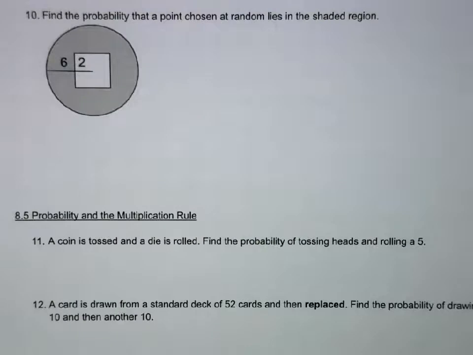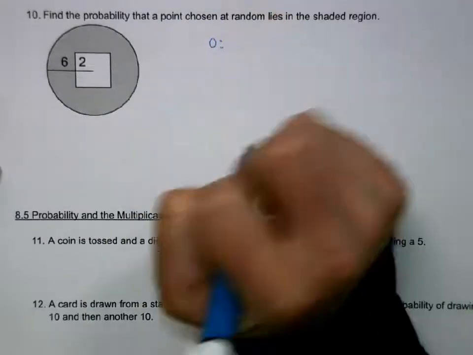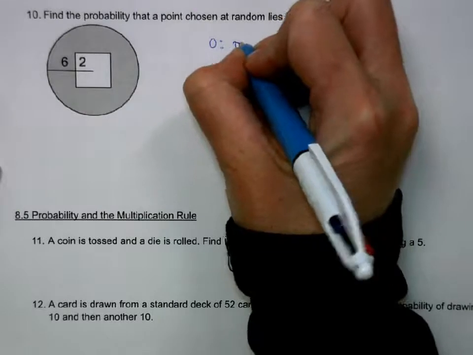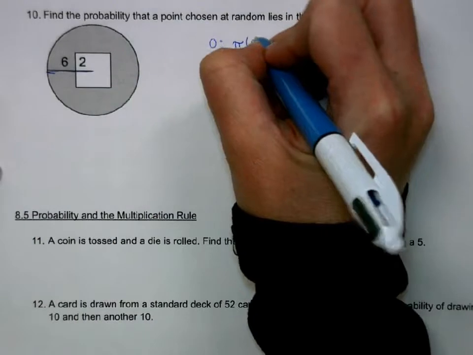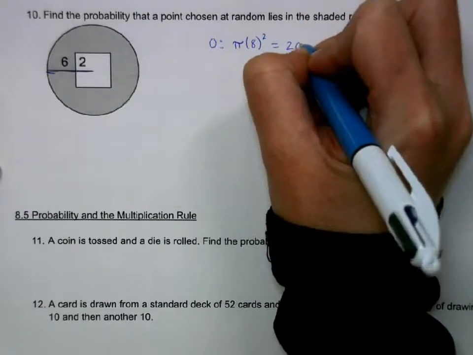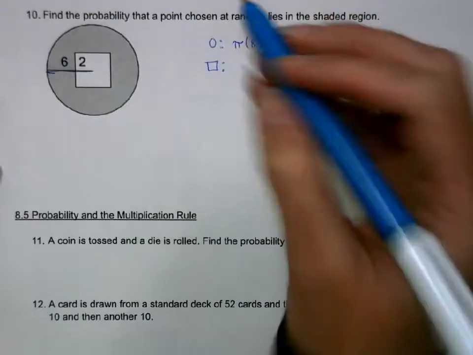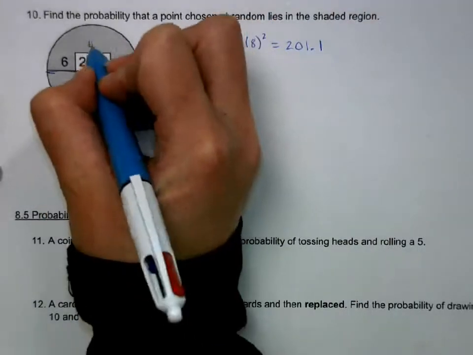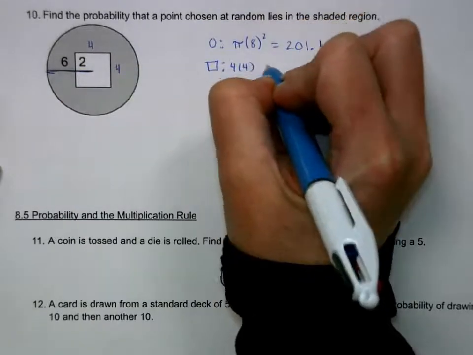Find the probability that a point chosen at random is in the shaded region. So we have some geometry work to do here. And I'm just going to organize this step by step. So first I'm going to find the area of the circle. Area of the circle is going to be pi r squared. My radius is going to be 6 plus 2, or 8. So that gets me 201.1. Then I'll find the area of the square, which is going to be, if this is 2, that means that's 4, and we're going to assume it's a square, so that's 4. 4 times 4 is 16.